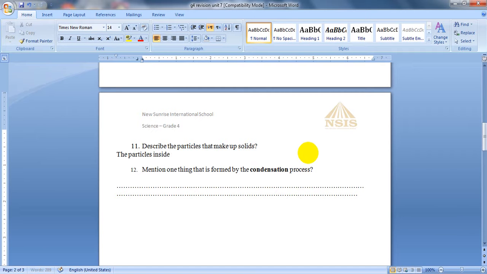So the particles inside solids are close to each other, they move in their places, or we can say vibrate.